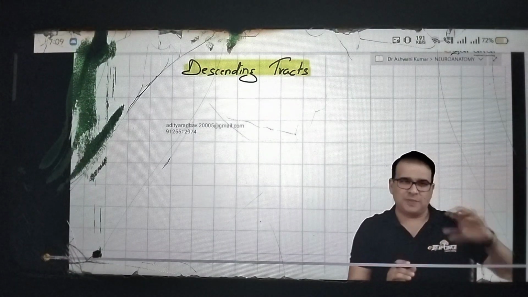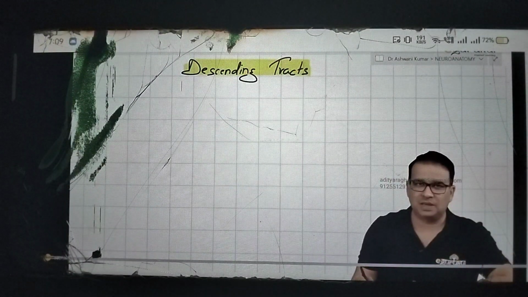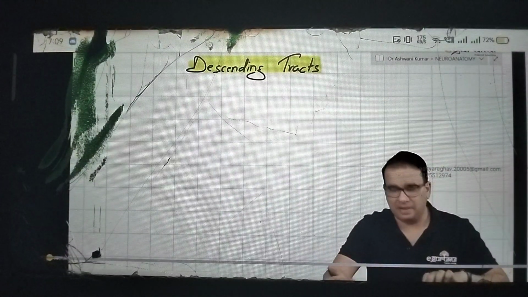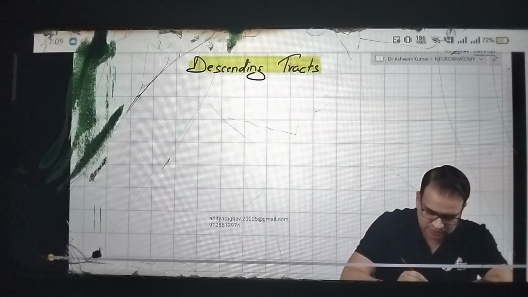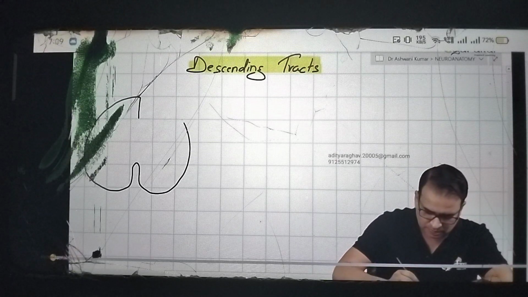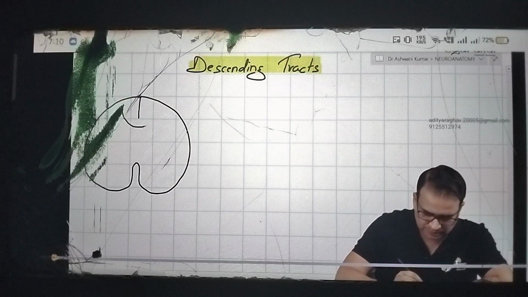See the location of the descending tract on the spinal cord, and then we're going to discuss where those tracts are located, what the function is, and we'll trace the descending tract one by one in detail. In fact, we'll only talk about the pyramidal tract in detail. So here we go. This is the spinal cord once again.